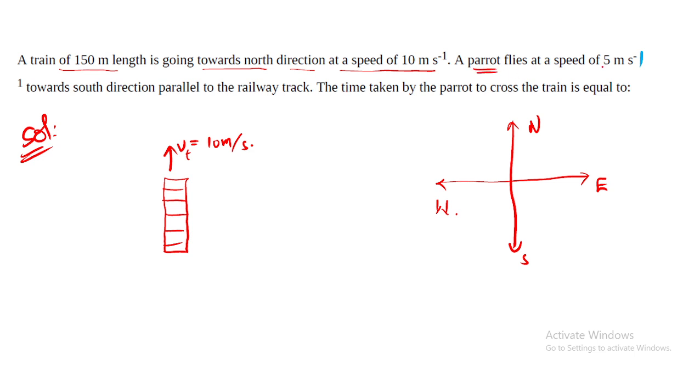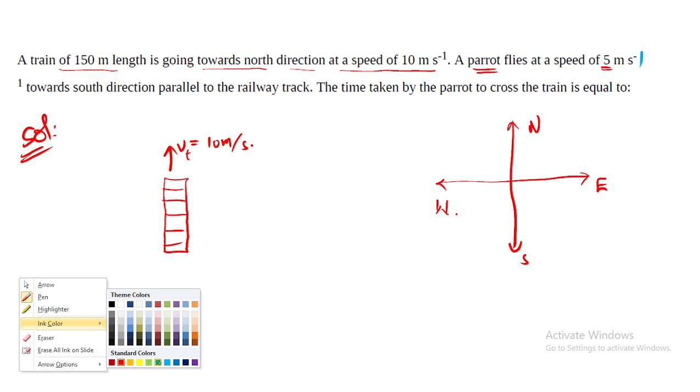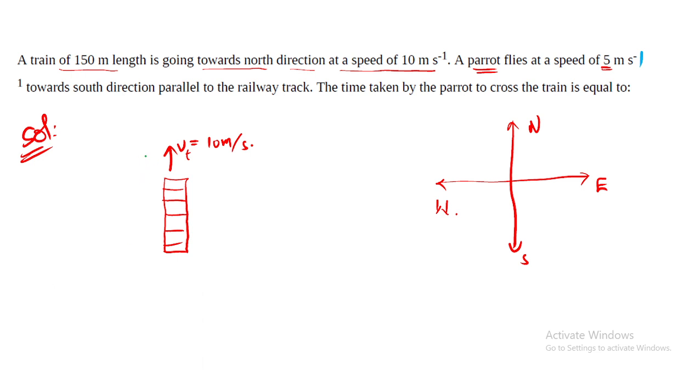Now who is coming here? A parrot flies 5 meter per second towards the south direction. Let's imagine, I'm drawing a parrot. Something like this. The parrot started from here, moving in which direction here? Velocity of the parrot is how much here? 5 meter per second. It has to cross over all these things or not? So it is like a south direction, on a parallel track, not exactly on it. The time taken by the parrot to cross the train.